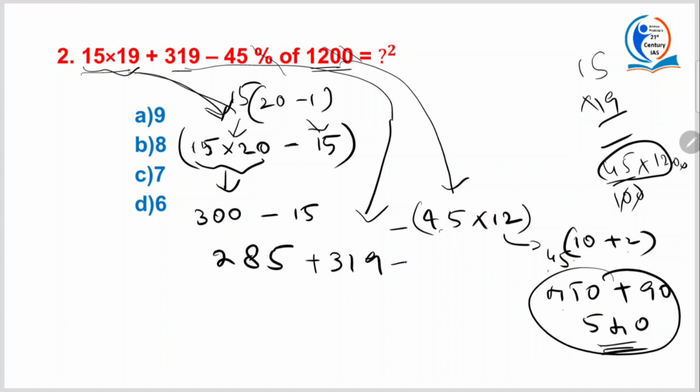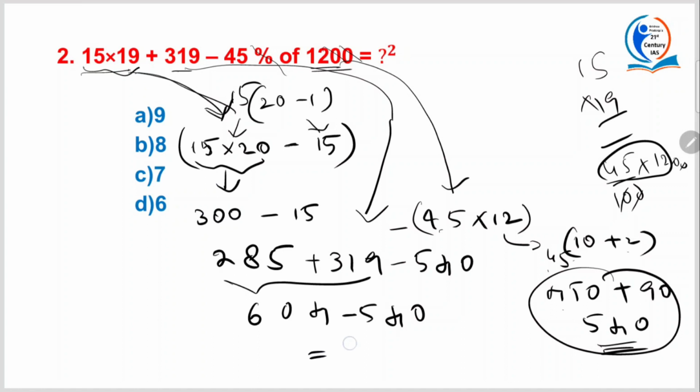Alright. So minus 540. So this is how much? 40 and this is 3, this is 6, minus 540. So how much is it? It is 64. Now 64 is equal to 8 square. So 8 is the answer. You got my point? Simplification in a simpler way.